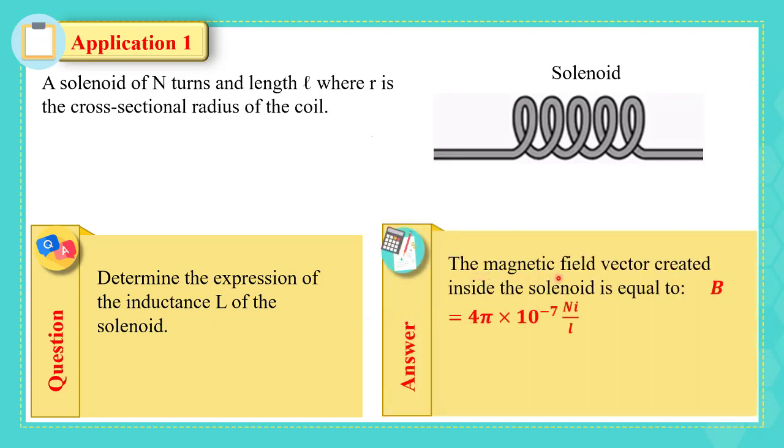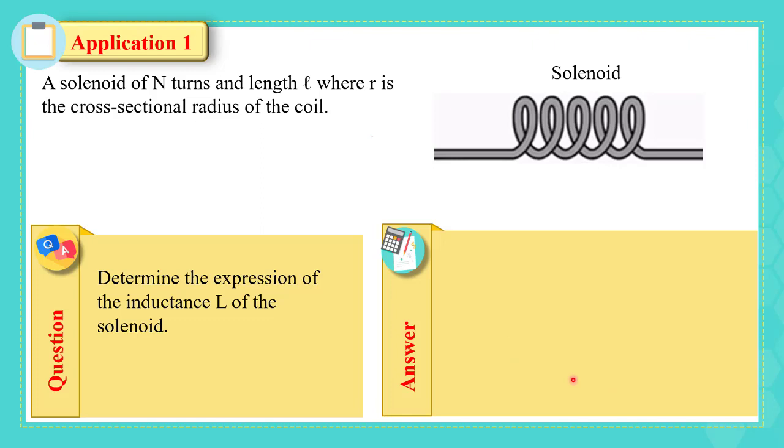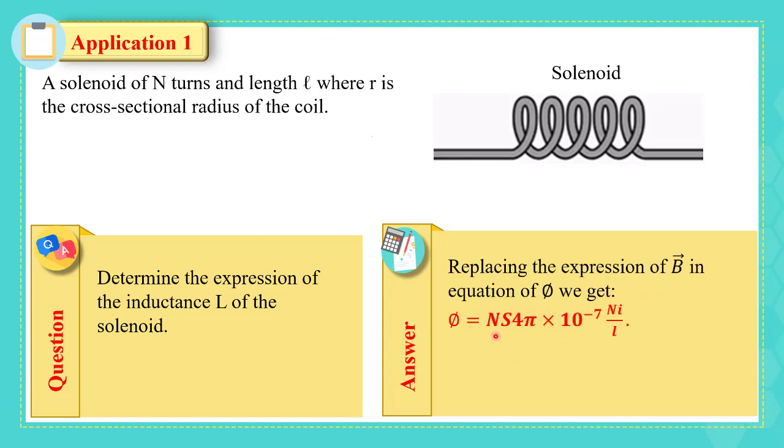The magnetic field vector created inside the solenoid is equal to 4 pi times 10 to the power minus 7 N I over L, and the self-flux is equal to NB dot N times S. Replacing the expression of B in the equation of phi, we get flux equal N S 4 pi times 10 to the power minus 7 N I over L, and since flux equal Li, L equal to 4 pi times 10 to the power minus 7 N square S over L.